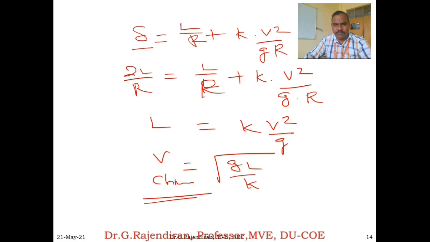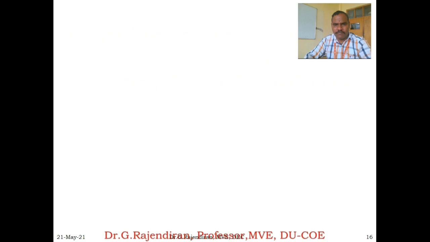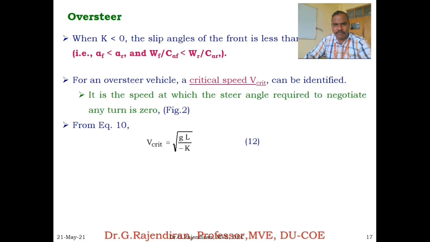Correct? Then this is for the understeered vehicle. For the oversteered vehicle, delta is equal to 0. So 0 is equal to L by R plus K into V square by GR, and R will cancel. So V critical is equal to square root of GL by minus K. Correct? GL by minus K. Clear, sir? Any doubt?